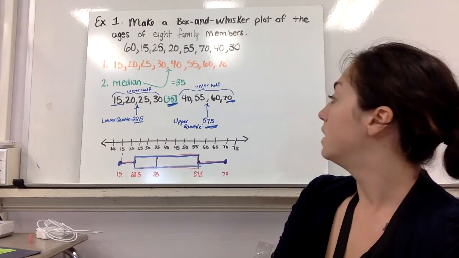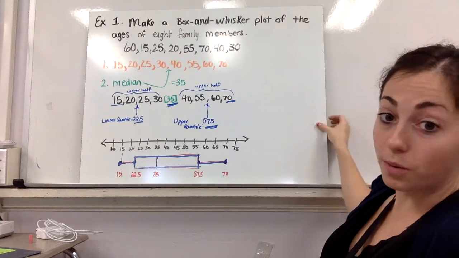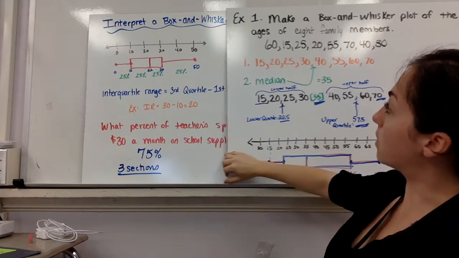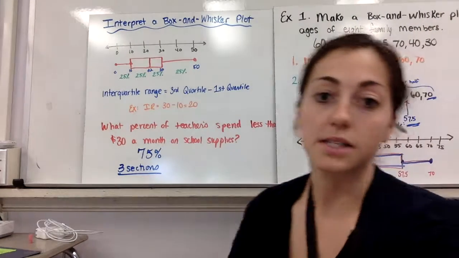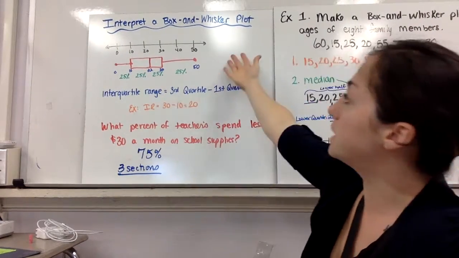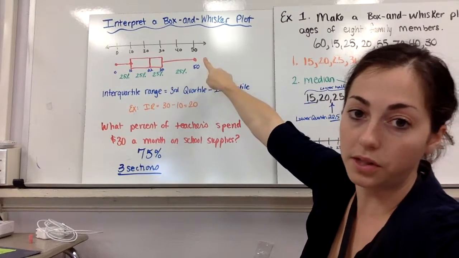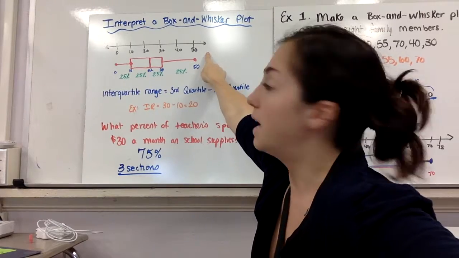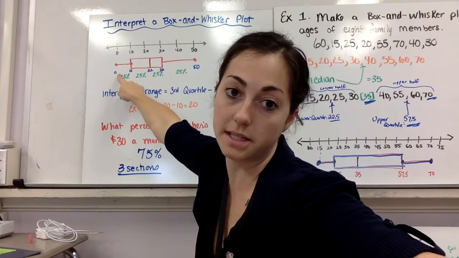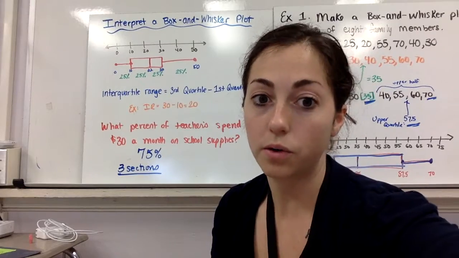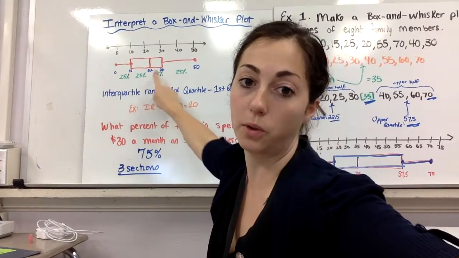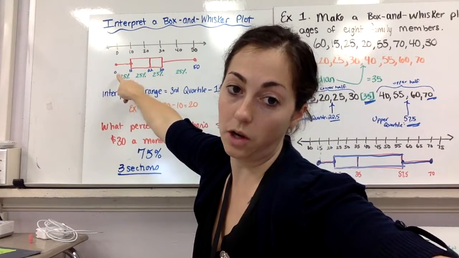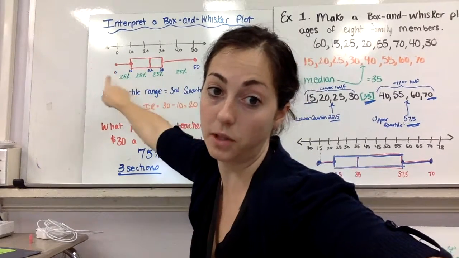Okay. So almost done. Now we need to interpret box and whisker plots. So I just drew an example here. We have a number line. I went by tens from 0 to 50. And then I have a box and whisker plot that has a lower quartile of 10, an upper quartile of 30, a median of 22, and my largest number is 50, and my smallest number is 0.